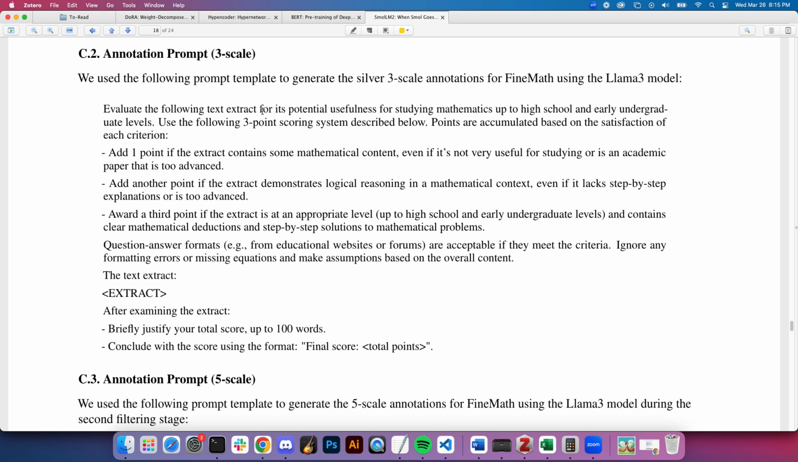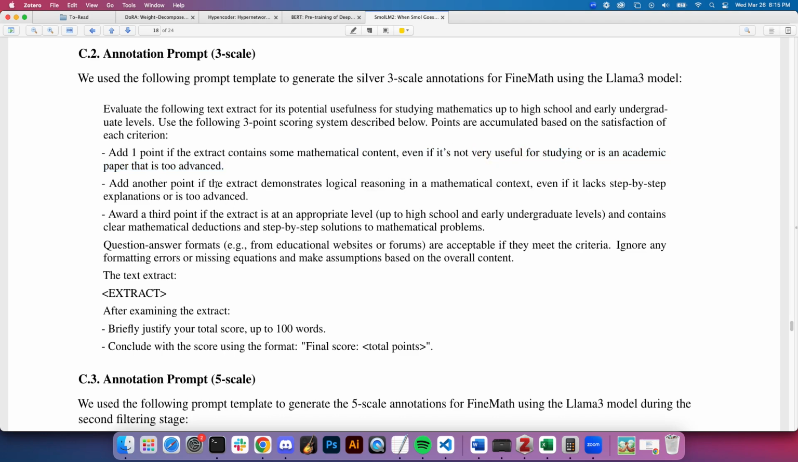Evaluate the following text extract for its potential usefulness for studying mathematics up to high school and early undergraduate levels. Use the following 3-point scoring system described below. So add 1 point if the extract contains some mathematical content, even if it's not very useful for studying or is an academic paper that is too advanced. So I think that's kind of handling one of the previous issues.